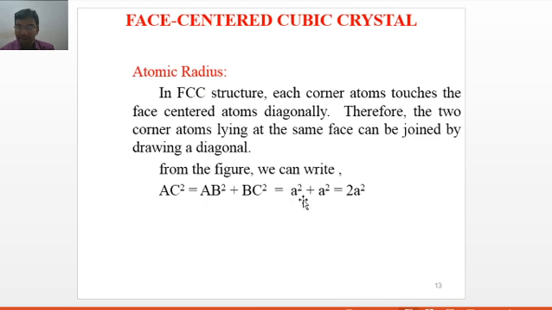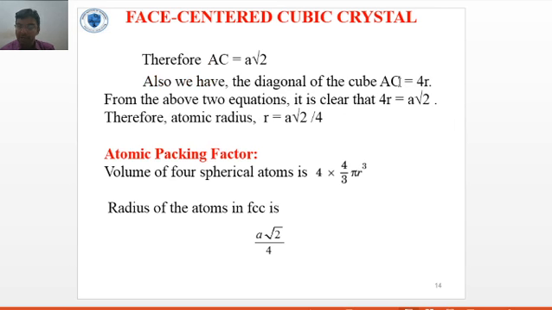Atomic radius, I told you earlier, a squared plus a squared is equivalent to 2a squared, and it is equated with 4r the whole squared. From that, what is r? a root 2 by 4. If you are equating both, you will get this.